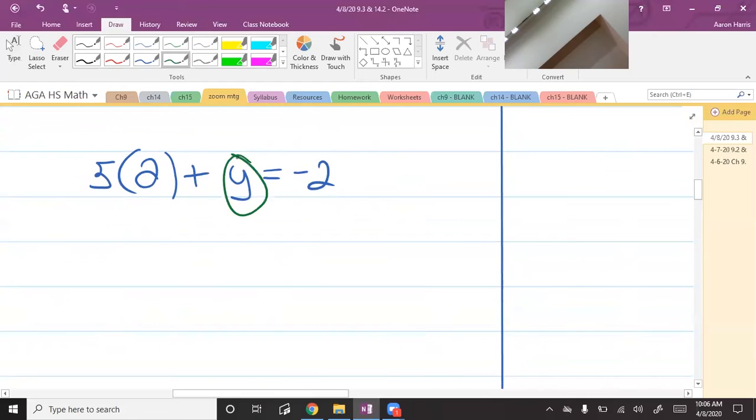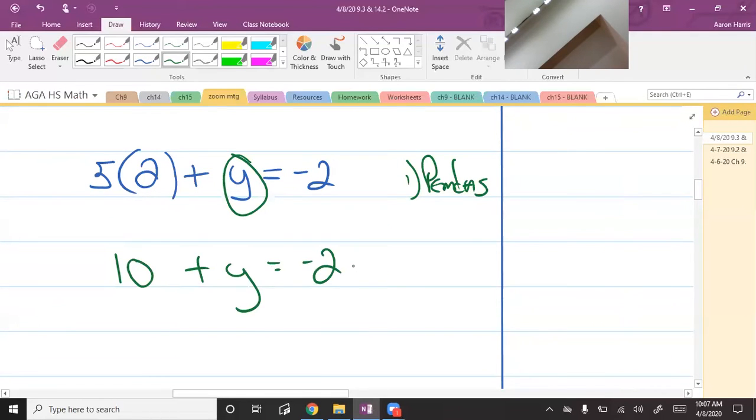And now what am I solving for? Y. Step 1, anything to do? Yes, PEMDAS. There's a multiplication, 5 times 2, which is what? 10. Plus y is equal to what? Negative 2. Still going for y. Step 2 is what? Yes, subtract. Why? We're removing all addition subtraction.